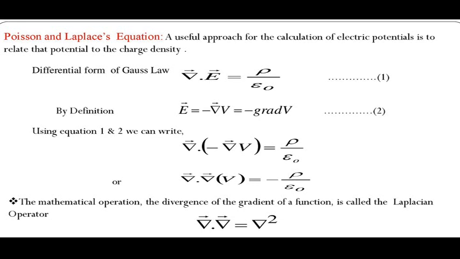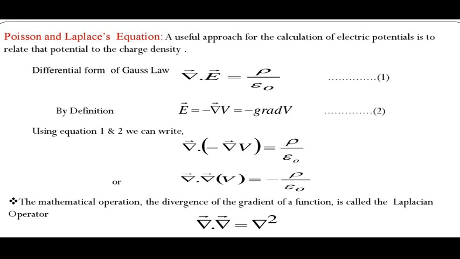Now from equation 2, we can substitute the value of electric field in equation number 1, which gives us del dot brackets minus gradient of V equal to rho by epsilon naught. We can rewrite this equation: we can take the negative sign to the right hand side and take the del out of the brackets. So we have del dot del V equal to minus rho by epsilon naught.